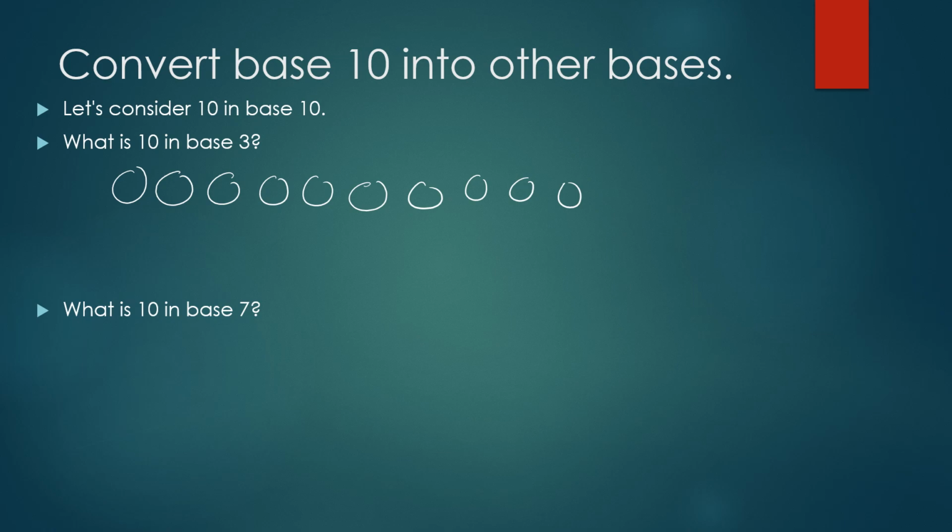Let's look at base 3 for a second. We have 3 to the 0, which is 1. 3 to the first is 3. And 3 squared is 9. Now if I look at 3 to the third, which is 27, is it possible to make a group of 27 from the 10 objects I have? And the answer is no. So we're going to skip that one and say, okay, let's start here. From my 10 objects, can I make a group of 9? And the answer is yes.